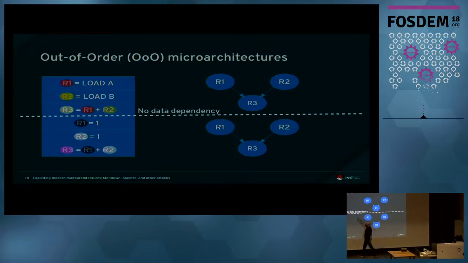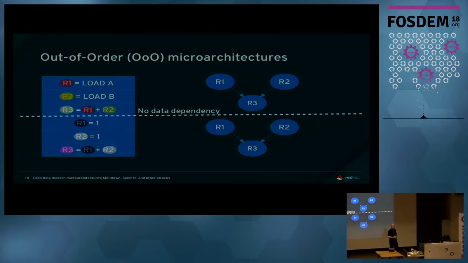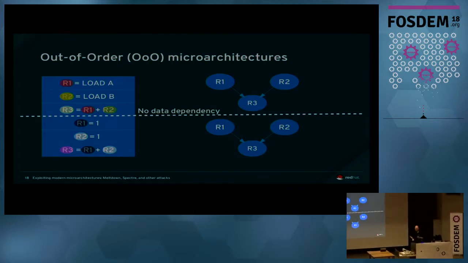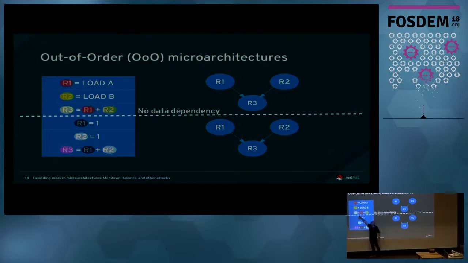So here's a simple program. I'm going to load two values. I'm going to add them together. And here, I'm going to load two values and add them together. Those of you who are familiar with assembly language will see that I'm using registers inside my machine. I'm loading register 1, register 2, and I'm storing the result of adding them together in register 3. And here I'm doing the same. Load register 1, load register 2, add them together.